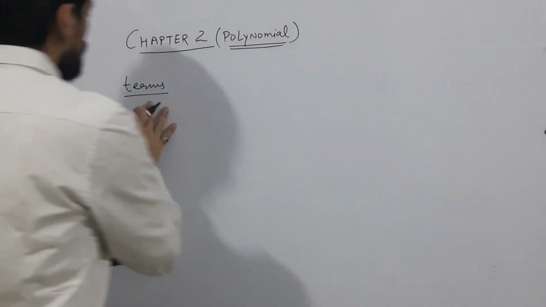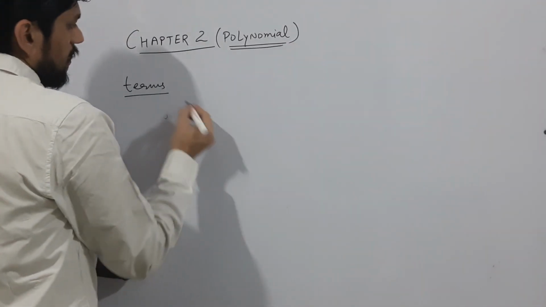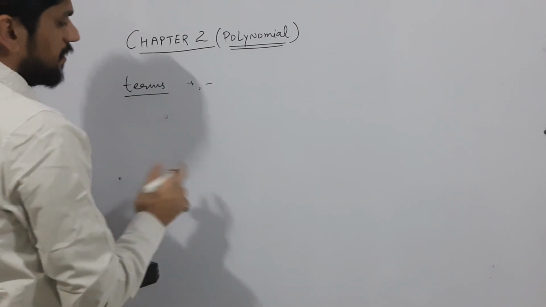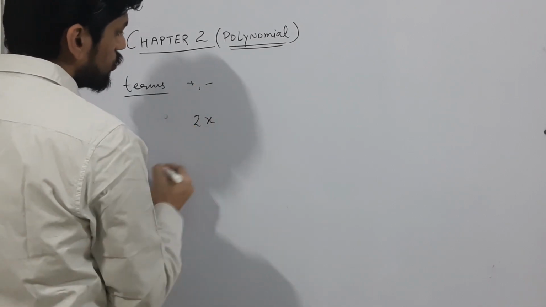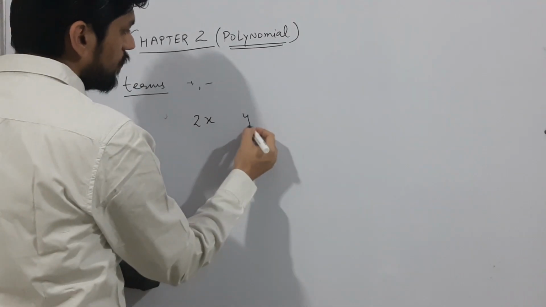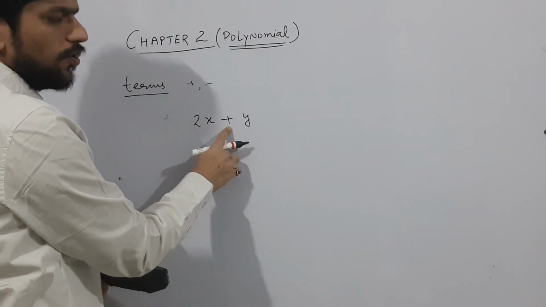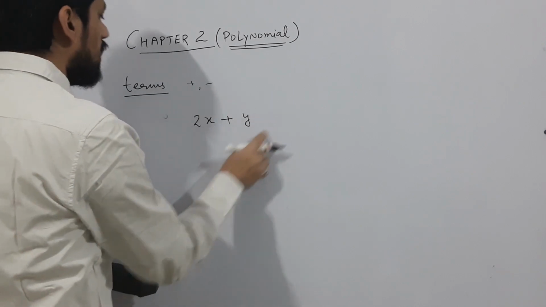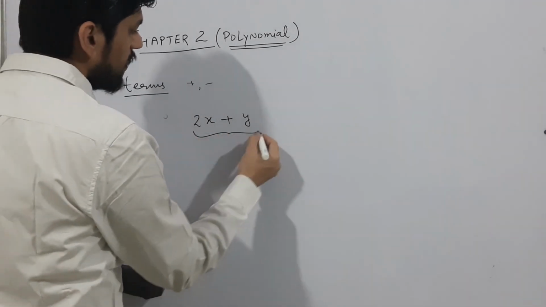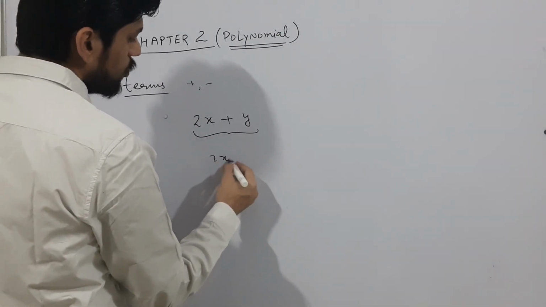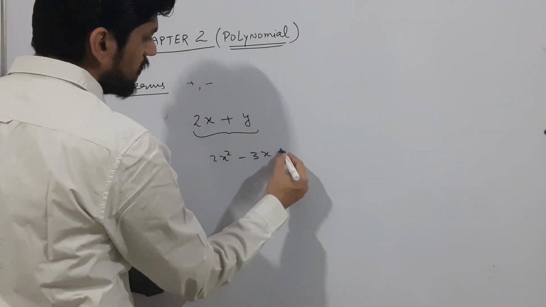Now, terms का concept क्या है? By plus or minus, terms are separated. See, this is 2x, one term, y, another term. If I join these terms by a plus or minus symbol, then there are two terms. So 2x plus y is a combination of two terms. Another example, 2x square minus 3x plus 1.